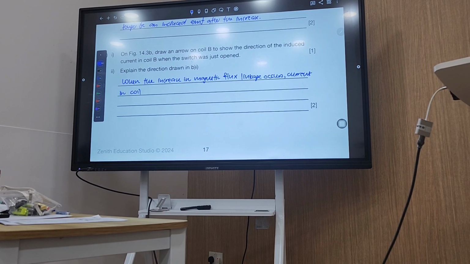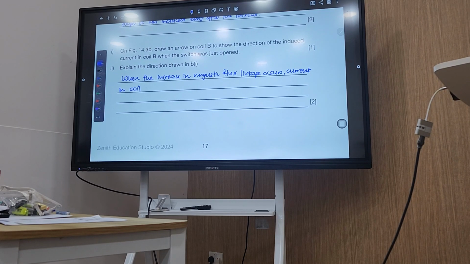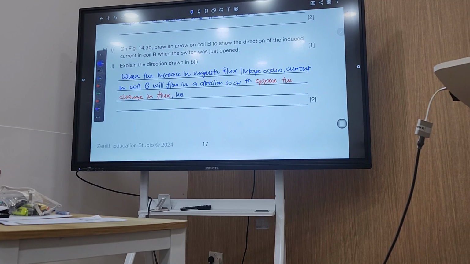Okay, you don't have to explain the origin of your EMF again because you're going to double explain, there's no point. Okay, current in coil B will flow in a direction so as to oppose the change in flux. Hence, it will flow as shown.